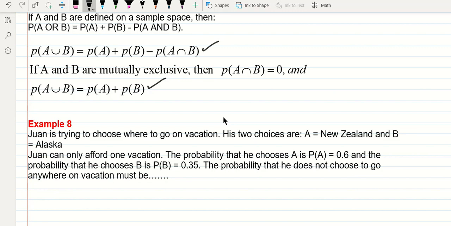So, in my first example, example number 8 from our notes, it says Juan is trying to choose where to go on vacation. His choices are A equals New Zealand, B equals Alaska. Juan can only afford one vacation, like most people. The probability that he chooses A is 0.6, and the probability that he chooses B is 0.35.